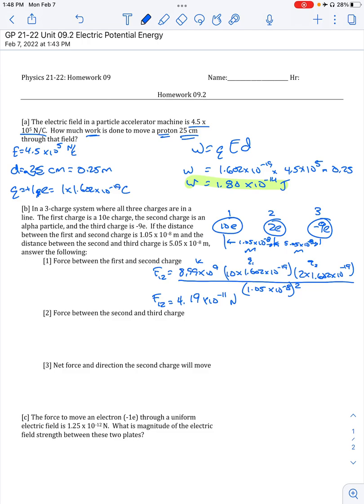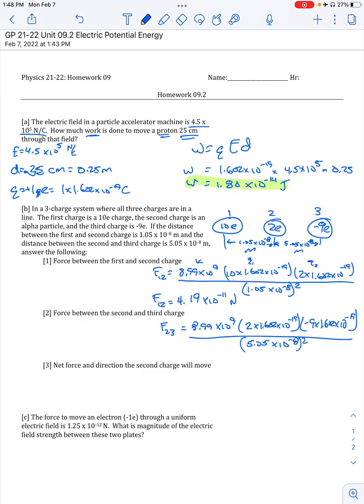Force between the second and third, so F23. All right, so that's still going to be 8.99 times 10 to the 9th. This one now, 2, is still that alpha, 1.602 times 10 to the negative 19th. This is that negative 9 times 1.602 times 10 to the negative 19th. All right, divided by the distance over there, which is 5.05 times 10 to the negative 8th.